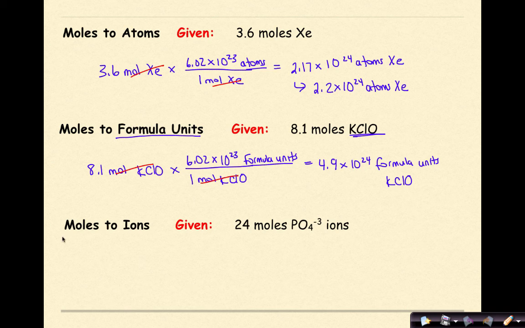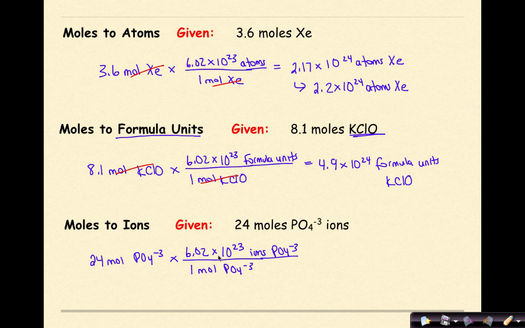Last one. Moles to ions. My given here is 24 moles of phosphate ions. So I'm going to rewrite my given. 24 moles of PO4 minus 3. Multiplication sign and a line. I'm starting with moles. So 1 mole of PO4 minus 3 on the bottom. I'm dealing with ions. Again, another trigger to say you're going to use 6.02 times 10 to the 23rd ions of PO4 minus 3. I'm going to check to make sure my units cancel. Moles cancel moles.